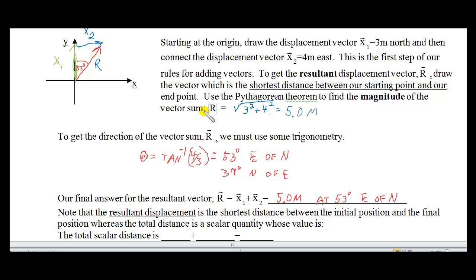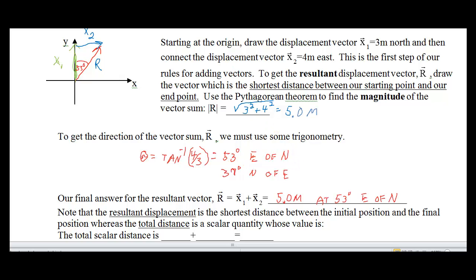And to get the magnitude, this is a right triangle here. You can see that it's either a 3, 4, 5 triangle, or if you need to, you can use the Pythagorean theorem to find that this resultant right here is equal to 5 meters. To get the direction of the vector, we're going to use the inverse tangent. We're talking about this angle right in here, opposite over the adjacent. That gives me 53 degrees east of north.